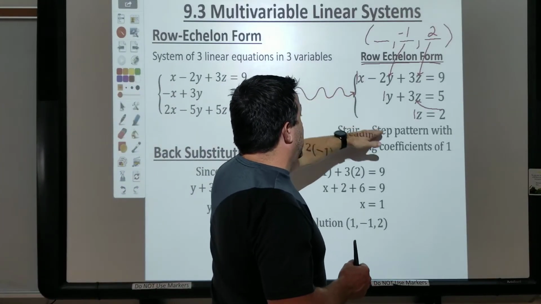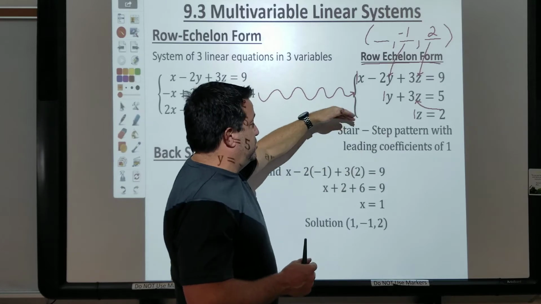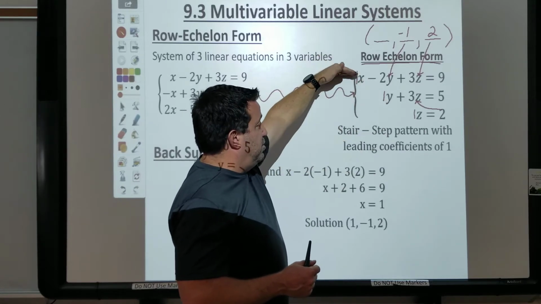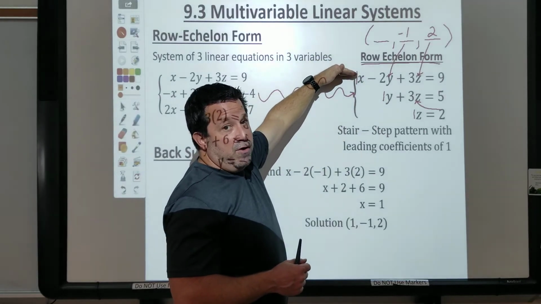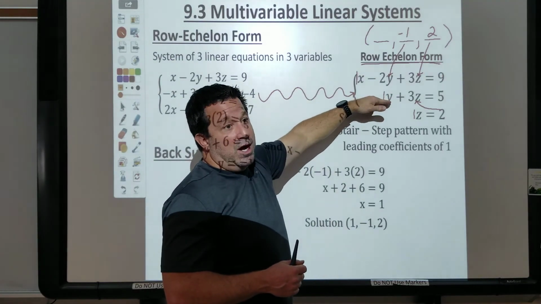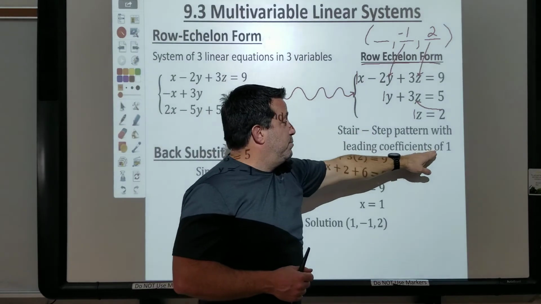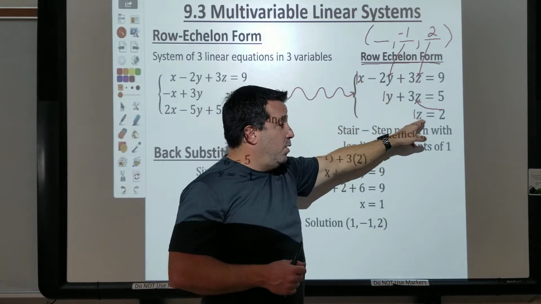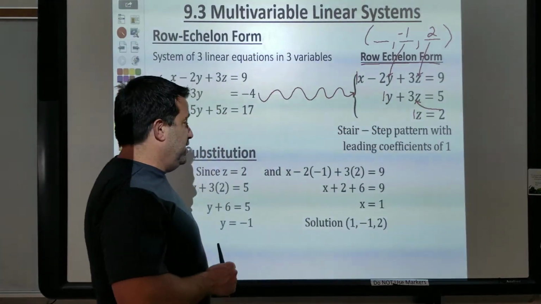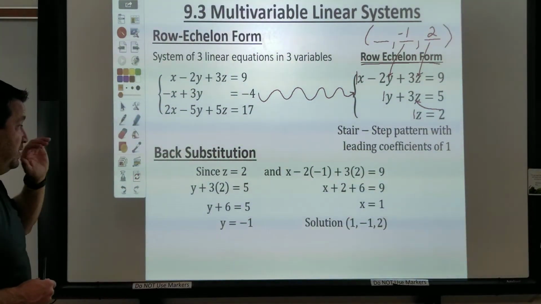Now, I did have this note in here in case I forgot. It's called the step pattern. So it's a stair-step pattern. So yes, the first equation has to have all 3 variables. The second one only has y and z. And then the third one only has z. And then the leading coefficient should be 1. So 1x, 1y, 1z to put something into this form.